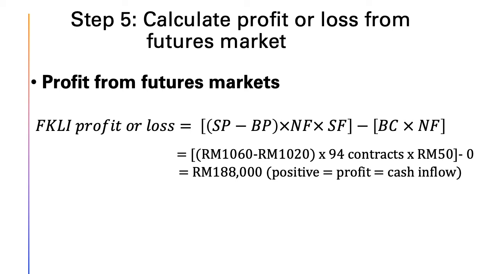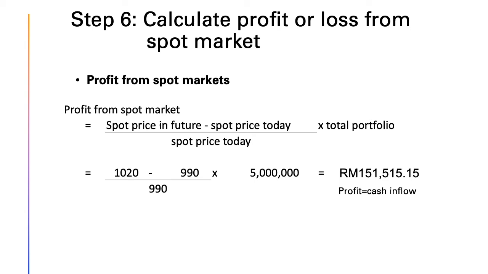Profit means cash inflow. Step number 7, calculate interest expenses. So interest expenses for borrowing 5 million ringgit at 6.5% per year for 2 months, which is 60 days. The formula is interest expenses equal to amount borrowed times interest rate times T divided by 365. So 5 million ringgit times 6.5% times 60 divided by 365. So you get 53,424 ringgit and 66 cents. So interest expenses is cash outflow.